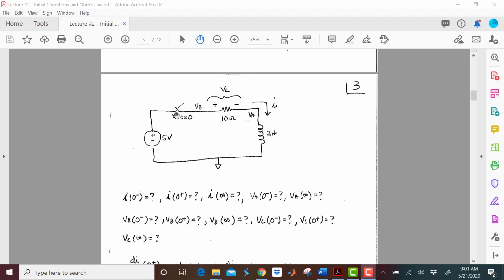So this switch has been closed for a long, long time, meaning the circuit's come back to steady state. What do I know? I know I got 0 volts across the inductor, and so that means I got 0 volts here, so I got 0 volts here, okay? 5 volts minus 0 means I got 5 volts across this resistor. So 5 volts over 10 ohms means I have a half an amp.